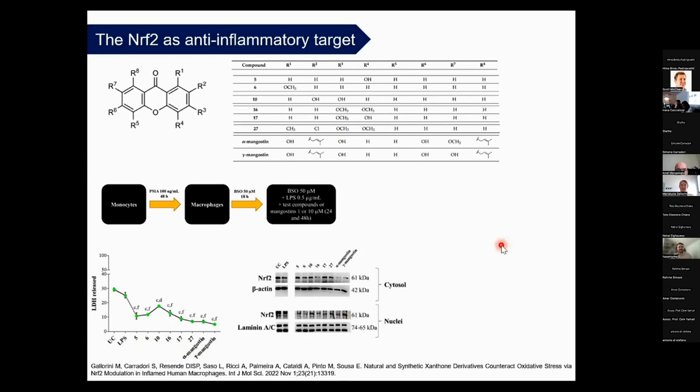Once we understood that this molecular target can be found in other inflamed environments, not only macrophages, we came back to our first love, which is macrophages, to test xanthone derivatives from Garcinia mangostana. The natural compounds are alpha-mangostin and gamma-mangostin, and in cooperation with the University of Porto, we tested these xanthone derivatives, trying to demonstrate that they enhance the NRF2 target in macrophages.